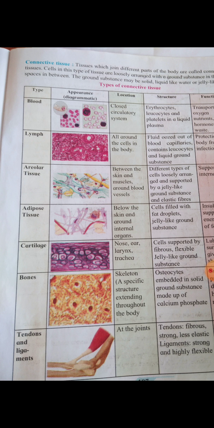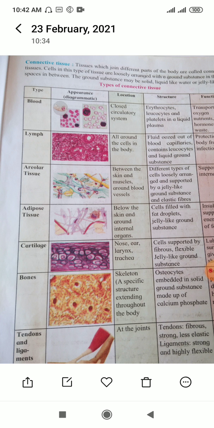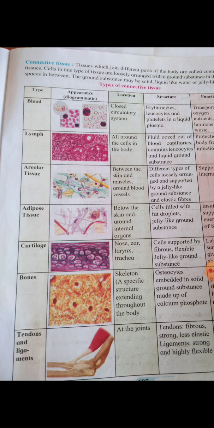Then areolar tissue, found between the skin and muscles, around the blood vessels. Different types of cells are loosely arranged, supported by jelly-like ground substance and elastic fiber, and the function is to support internal organs. See, here are given different types of tissues and their location, function and structure. So you can see the different types of connective tissues and their function.